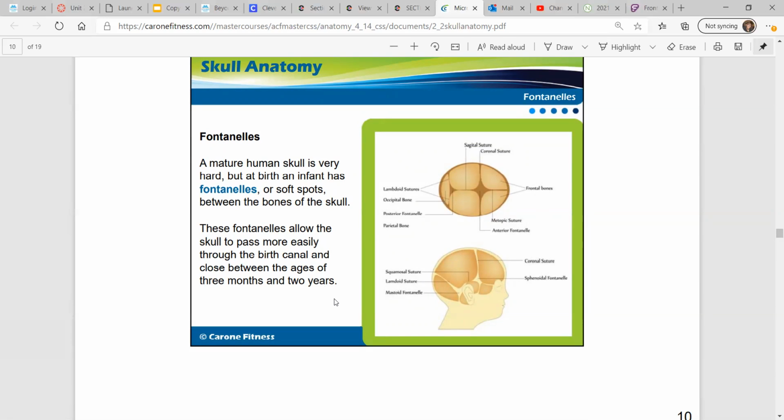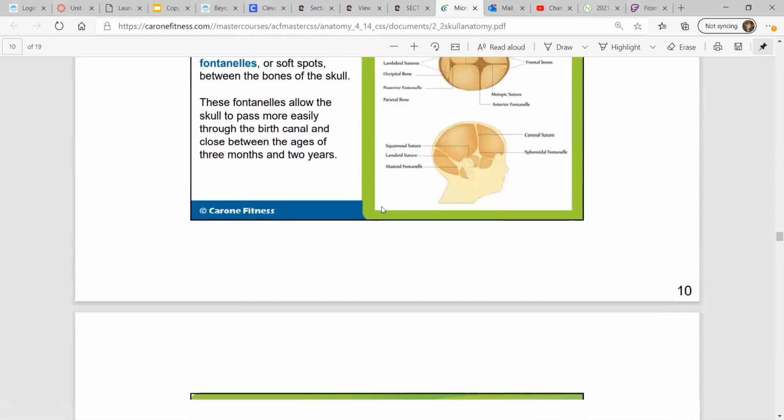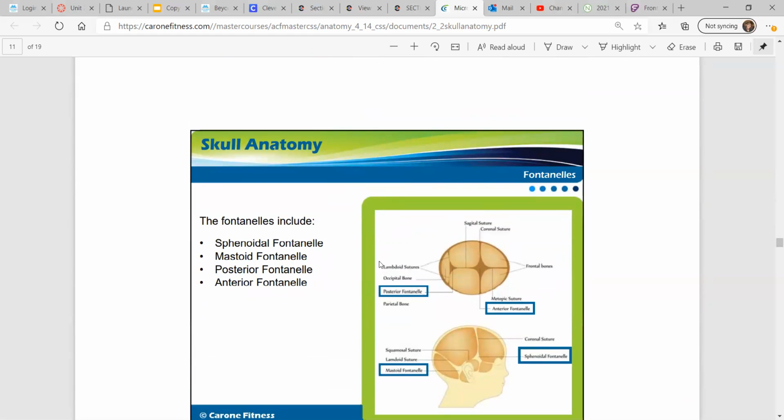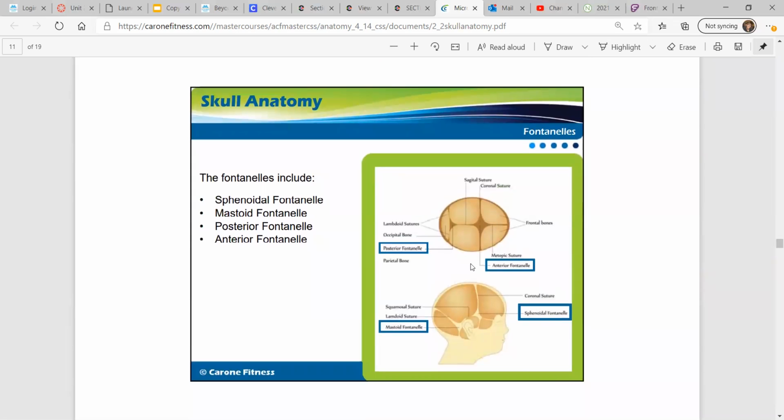So if a baby were to have the hard skull that they grow into, that would make childbirth very problematic, as it's already pretty problematic. So that's going on there. And then you have several types of fontanelles depending on where they're showing up. Sphenoidal, mastoid, posterior, anterior fontanelles. And this diagram shows you where they are.